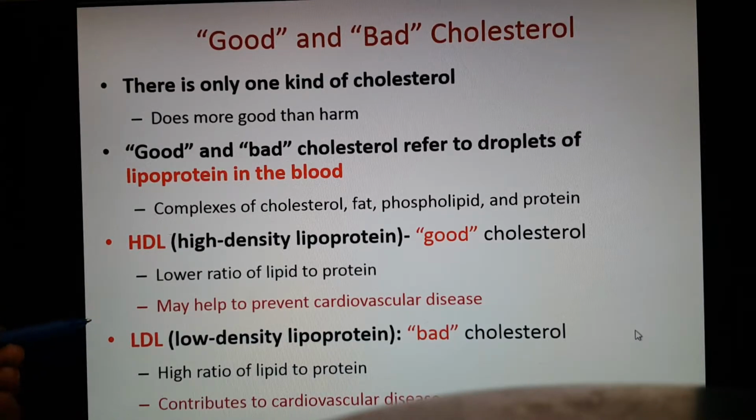The other type that's considered your bad cholesterol is your low-density lipoproteins, which have more lipid to protein and is considered to contribute to cardiovascular disease.